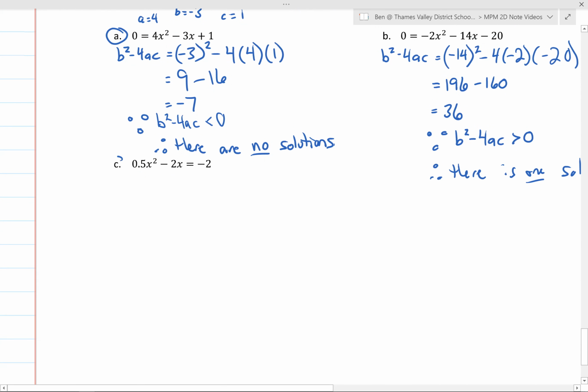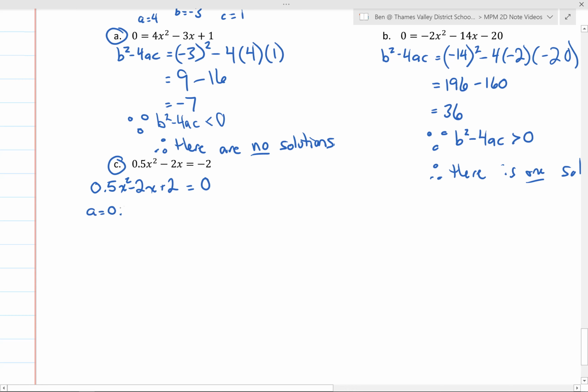And lastly, for C, we do need to be careful. Before we work with our discriminant, we must have one side equal to 0. So we'll need to adjust this equation. That's 0.5x squared minus 2x plus 2. So we've added 2 to both sides. Now our right side equals 0. Now it's ready for the discriminant.